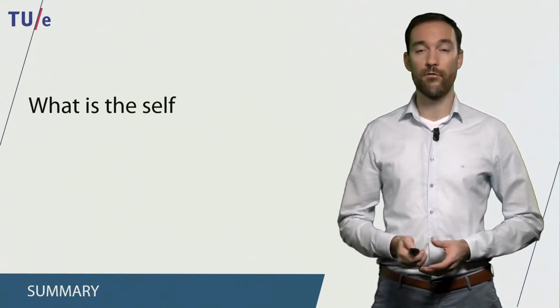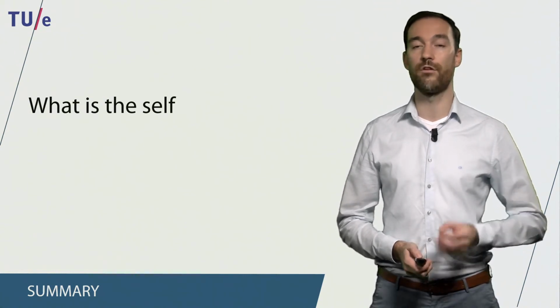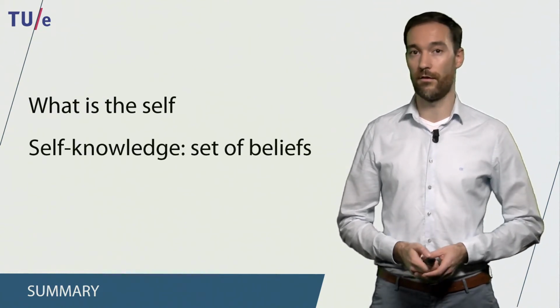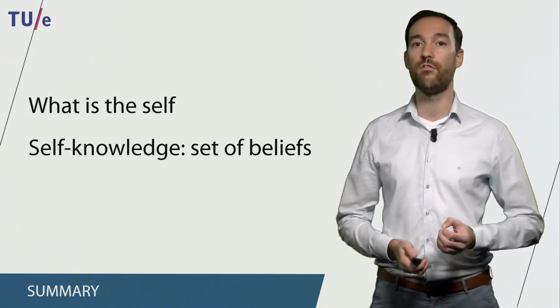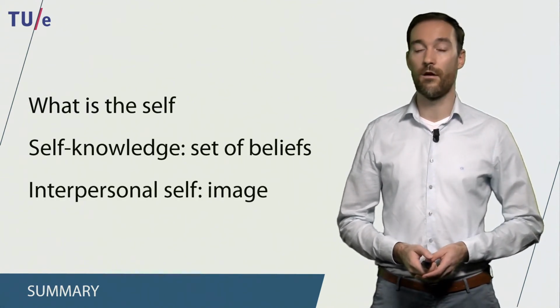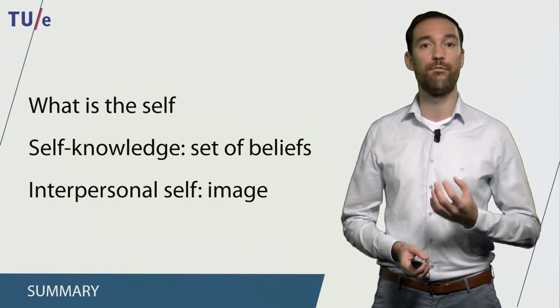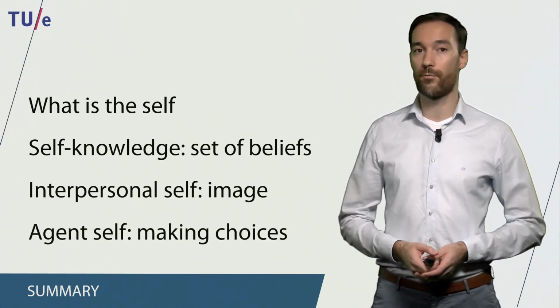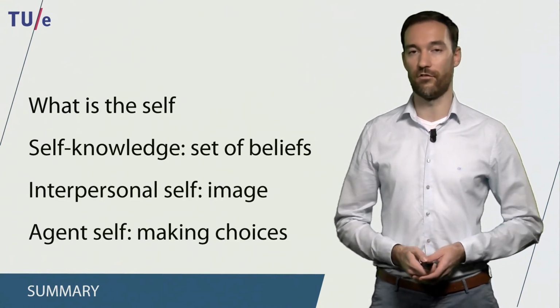So in sum, today I have explained to you what the self is, and I have showed you the 3 different parts of the self. The first one is self-knowledge, which is a set of beliefs or information that we have about ourselves. The second one is the interpersonal self, which is about the image that we convey to other people. And the third one is the agent self, which is concerned with making choices and decisions.